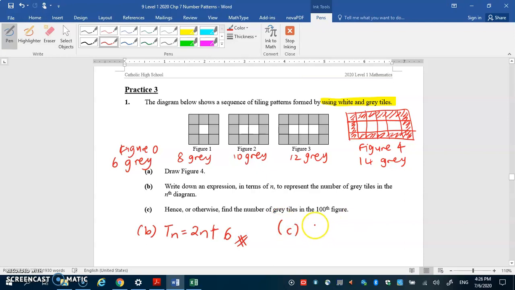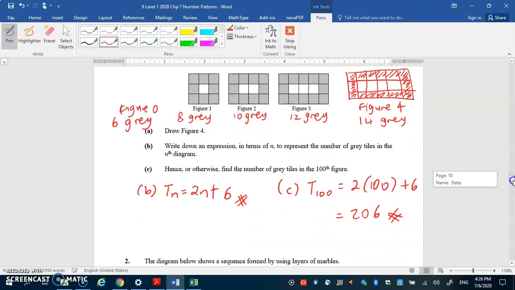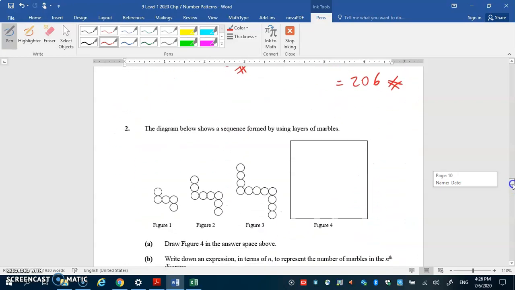Hence or otherwise, find the number of grey tiles in the 100th figure. 2 times 100 plus 6, sub in n equals to 100, you will get 206. Easy peasy lemon squeezy. Okay, next question.